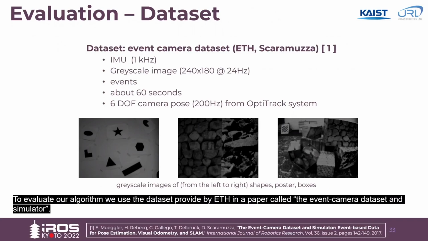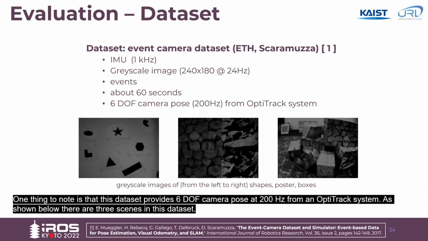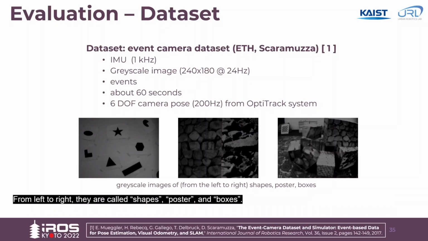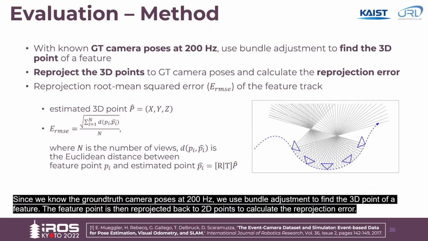To evaluate our algorithm, we use a dataset provided by ETH in a paper called the Event Camera Dataset and Simulator. One thing to note is that this dataset provides 6 DOF camera poses at 200 Hz from an OptiTrack system. As shown below, there are 3 scenes in this dataset. From left to right, they are called shapes, posters, and boxes. Since we know the ground truth camera poses at 200 Hz, we use bundle adjustments to find the 3D point of a feature. The feature point is then reprojected back to 2D points to calculate the reprojection error.